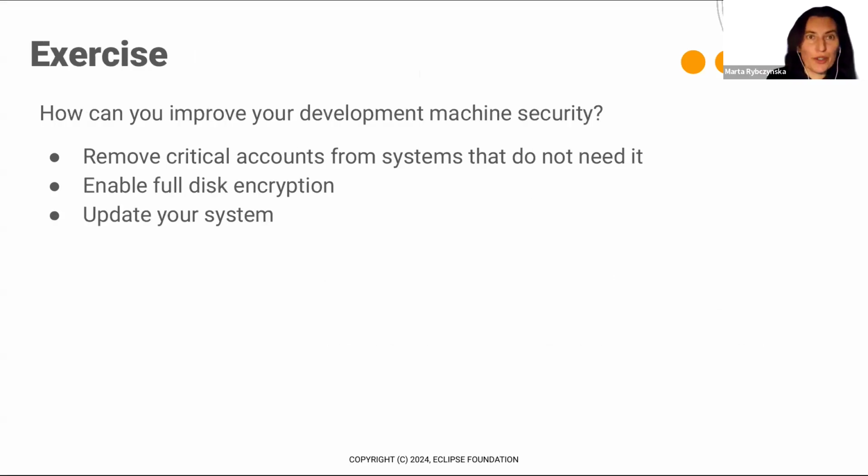Now, an exercise for you. Think about how you can improve your development machine security right now. For an idea or two: what are the accounts and permissions that do not need to be there? Are you ready to enable full disk encryption? If not today, the next time you change your machine, think about it from the moment you set it up. And one thing that you absolutely can do just after this call: run an update of your system or at least of your browser. What can you do also? Think a little bit about the possibilities.